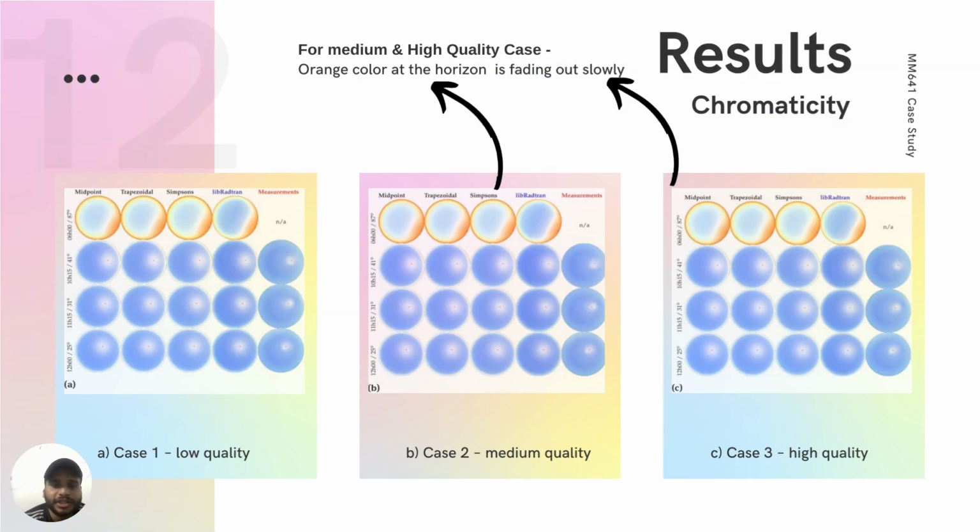Now come to the chromaticity. For medium and high quality cases, the orange color at the horizon is fading out slowly. If we take a zoom or closer look at all three, the orange color in the medium and high quality cases is basically fading out, right? If we go from right to left and compare with the others, the laboratory trend is more bluish than the other three methods. So it is fading out actually, right?